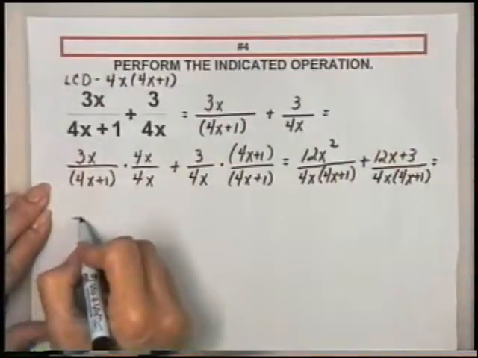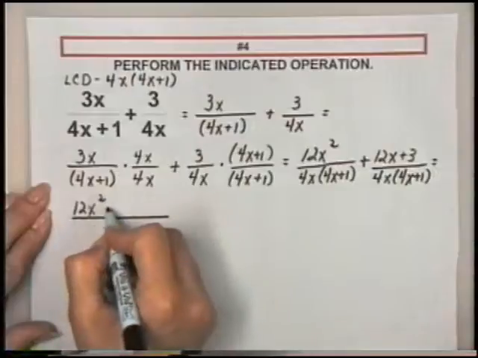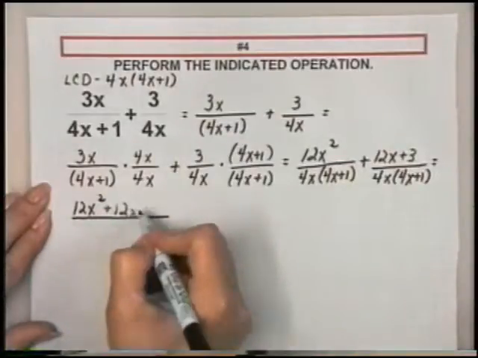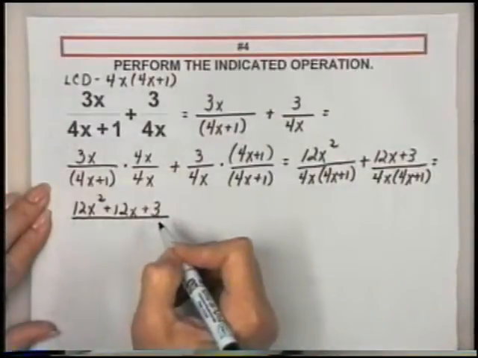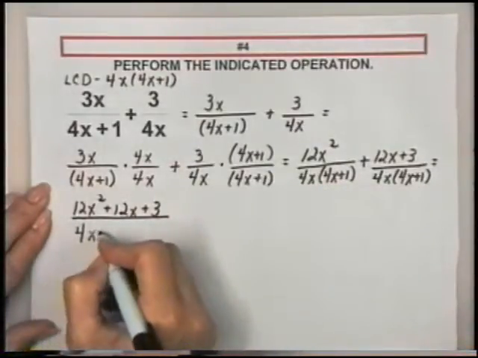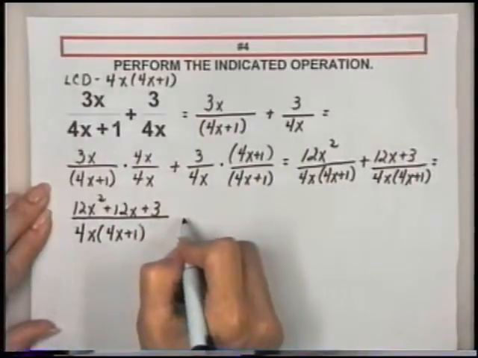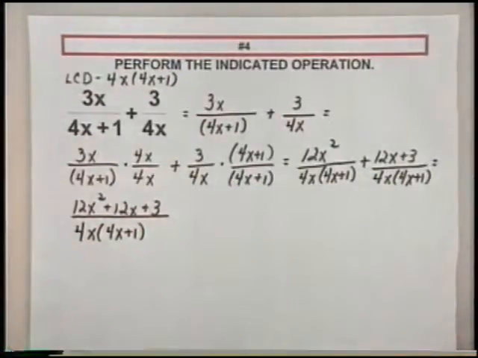My denominators are the same, so I may add my numerators. I will have 12x squared plus 12x plus 3. My denominator is my LCD, 4x times 4x plus 1.